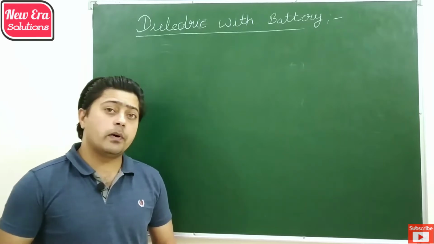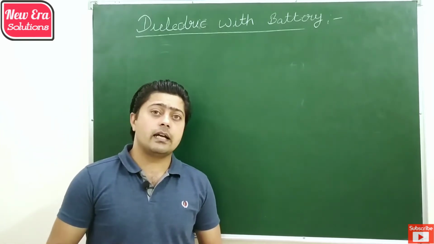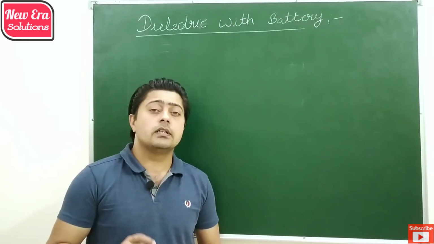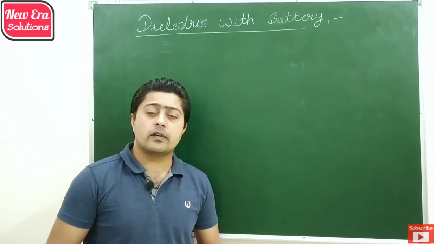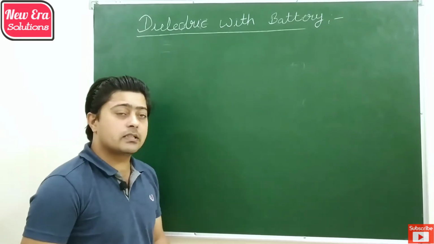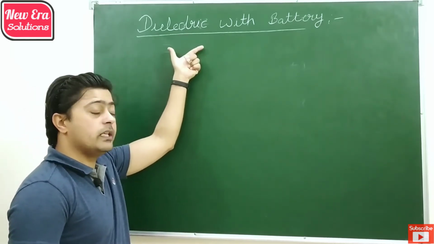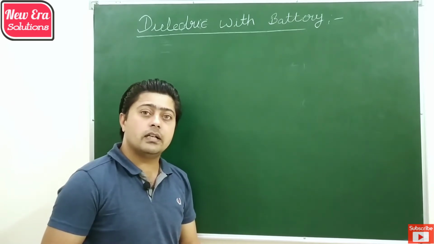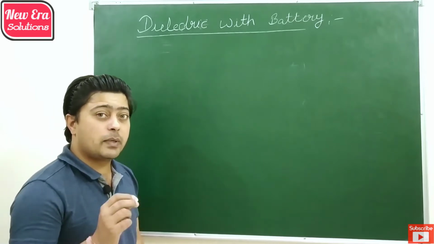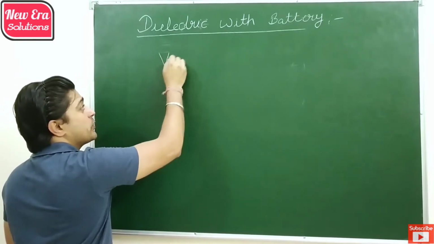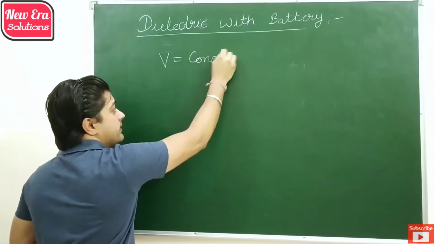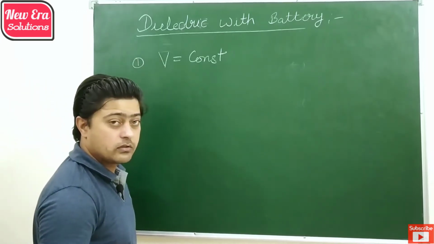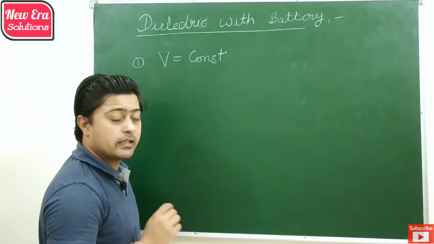Now we discuss two particular conditions when a dielectric slab is inserted between a capacitor, because in different conditions the results for various parameters of a capacitor are different. First we discuss what happens when a dielectric medium is inserted between the plates of the capacitor when it remains connected with the battery. When the battery is connected, its potential remains constant. So the first thing we have to know is that the potential of the capacitor remains constant as long as the battery is connected.